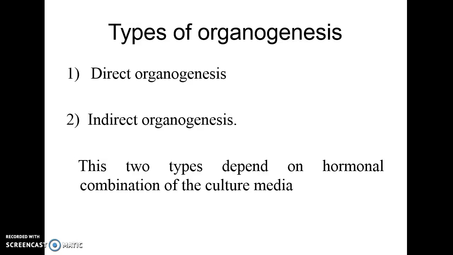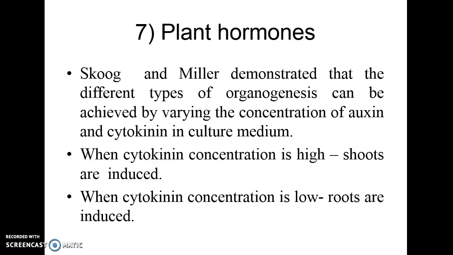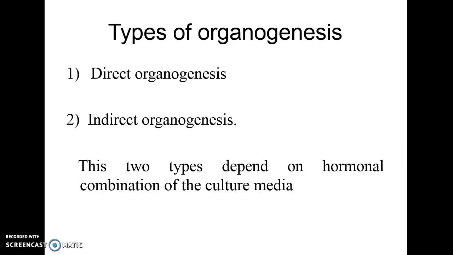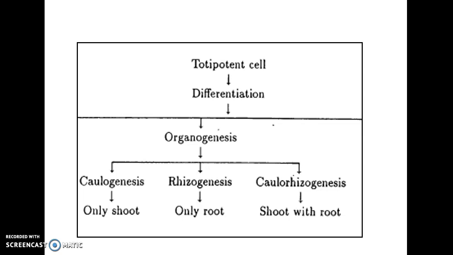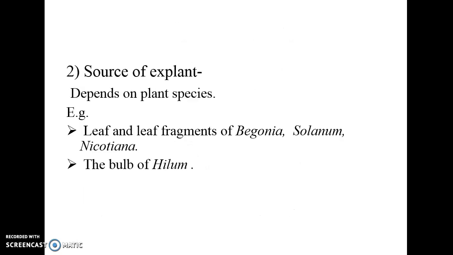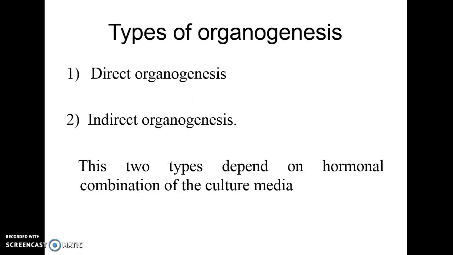Then this is important for you. There will be a question on types of organogenesis, that is direct and indirect. So we are going to see what is meant by that. This type of organogenesis depends upon the hormonal combination, or the concentration of plant growth hormone. The type of organ is one thing, but this type of organogenesis is classified depending upon the hormonal combination. So what combination of auxin and cytokinin?